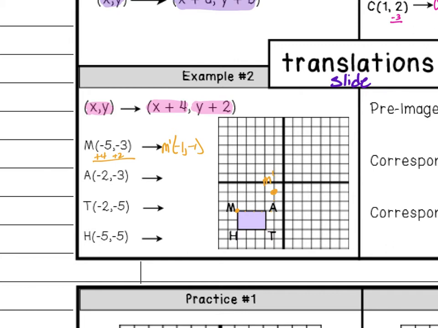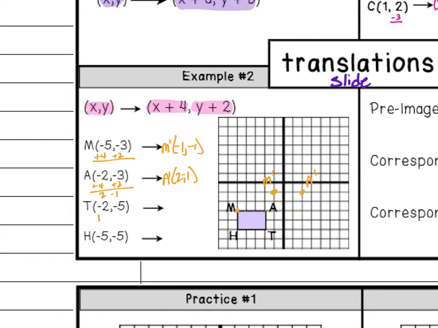Are there any questions so far? Are we all right with what we're doing? Okay, so again, I'm going to add 4 and add 2. So I'm going to get 2 and 1. So a prime should be at 2, 1. So 1, 2, 3, 4, 1, 2, 2. Oh, sorry, 2, -1. Wow, I added really well. 2, -1. Okay, so that should be a prime.